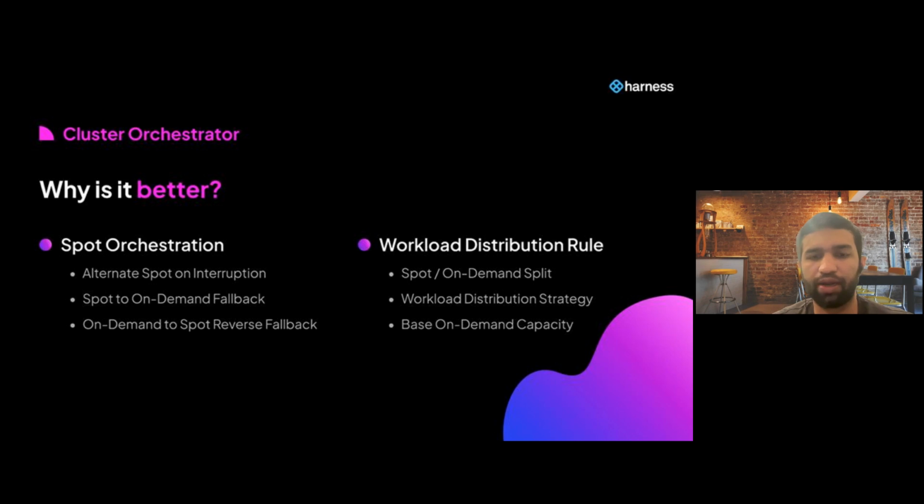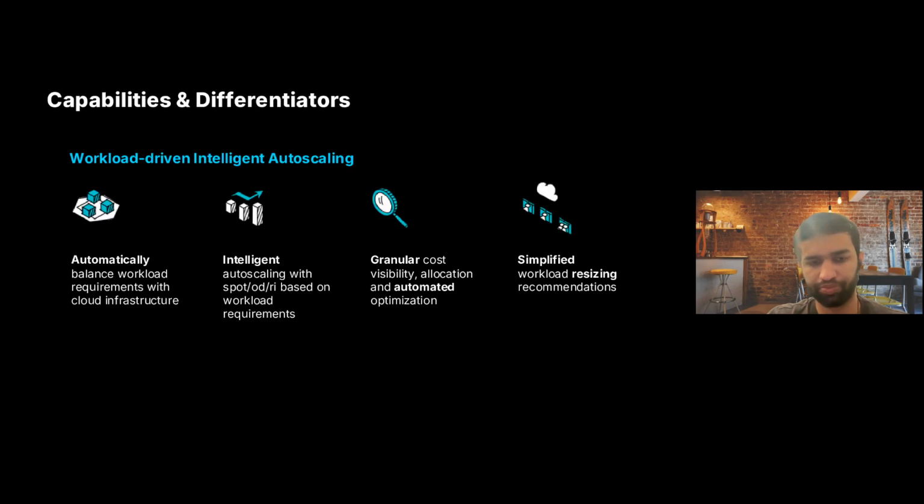You can also add a base on-demand capacity, or you can add different strategies. If you are running dev test clusters, you can say, okay, I want spot markets which are more towards cost effective. Or if you're running production, you can use a strategy which is specific to availability. So these are all the strategies which cluster orchestrator offers, and it optimizes your EKS or Kubernetes cluster to the maximum extent.